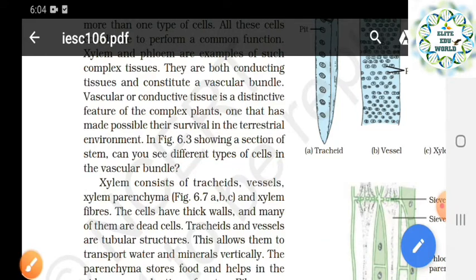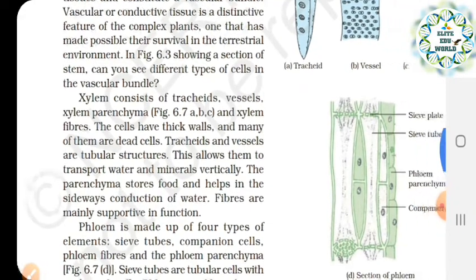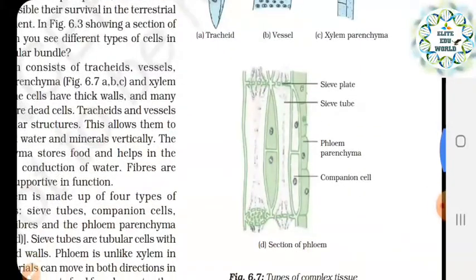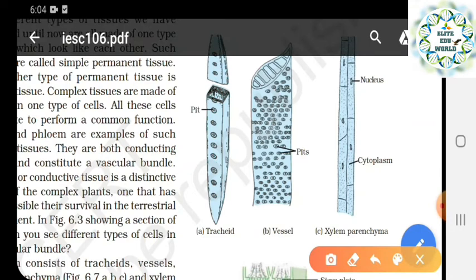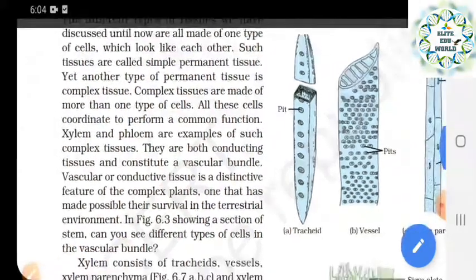So first of all we will start with xylem. What are the different cells in the xylem? Here it consists of tracheids, vessels, and xylem parenchyma, as you can see in figure 6.7. Here we can see how the xylem is made. It is made by the tracheids, the vessels, and the xylem parenchyma. We will see the function of all these three cells. These are the three different types of cells which come together and make the xylem tissue.